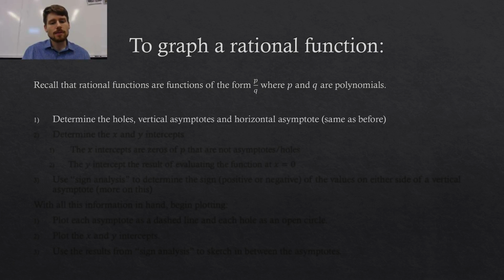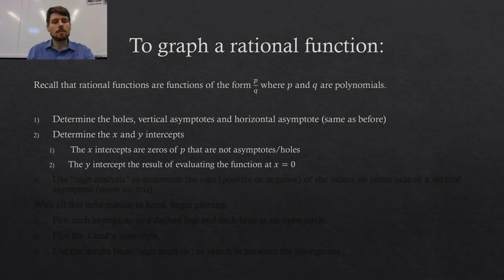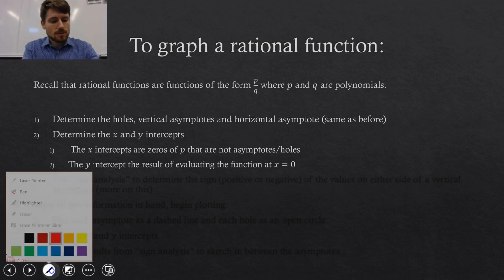So when we want to graph it, we do the same things we did in the last exercise, which were finding all of the holes, vertical asymptotes, and the horizontal asymptote. But in addition to that, we're going to want to find the x and y intercepts as well. These will help us sketch the graph because they're going to give us definite points to plot on our graph of the rational function.